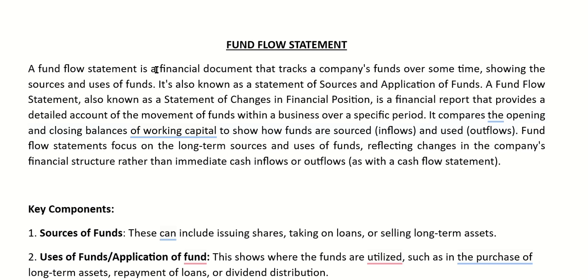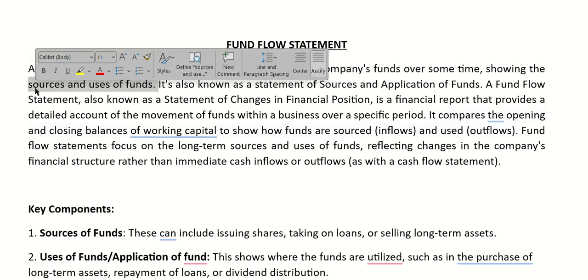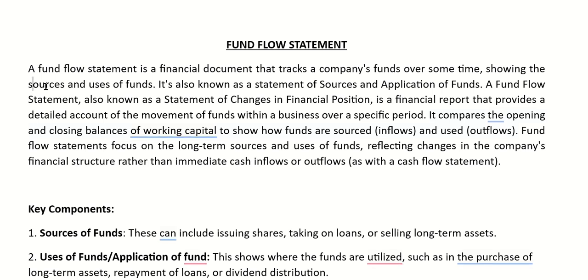Okay, so the fund flow statement is a financial document that tracks a company's fund over time, showing the source and use of fund. That is the main two things a fund flow statement will show. It will show the sources of fund, that means from where all the fund has arrived in our business, and also it will show the uses of fund, which means where all the funds that arrived from different destinations have been used in the business.